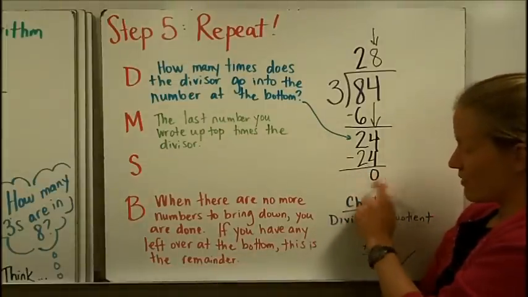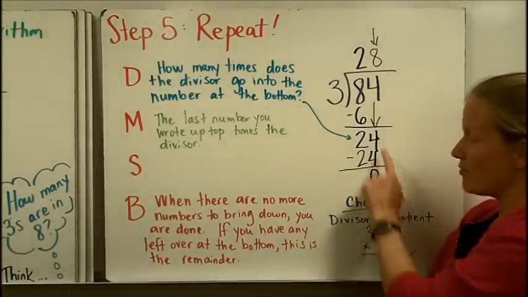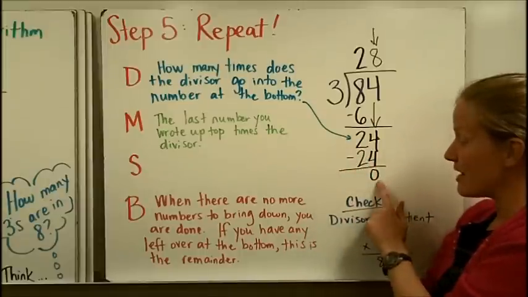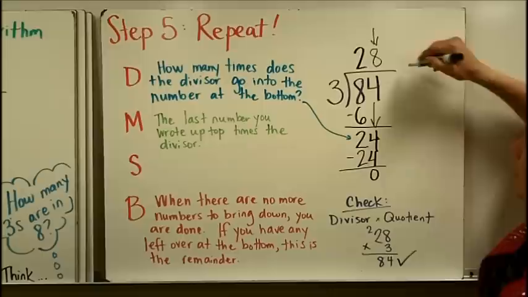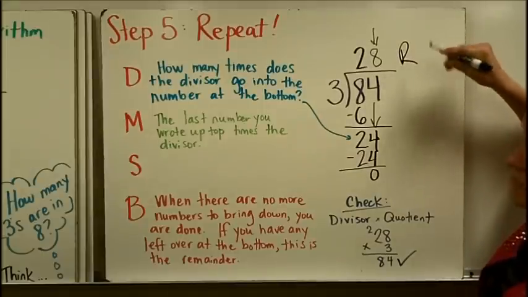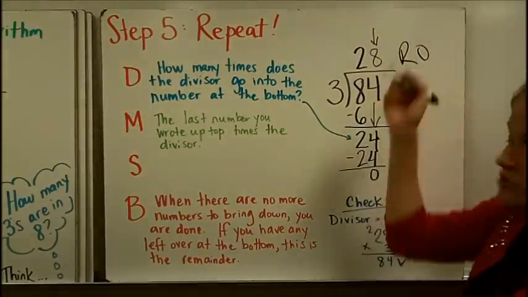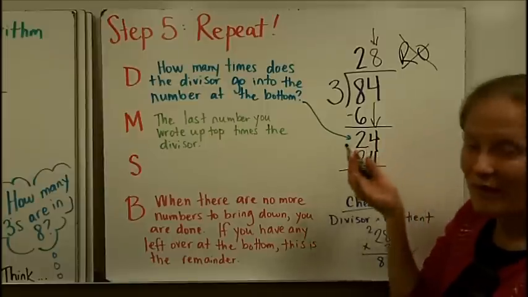Since I got 0 here, I know that I have no remainder. But if I had subtracted at this last step and had something other than 0, that would be my remainder, and I would put it up here. So in this case, my remainder is just 0, so you don't even have to write that.